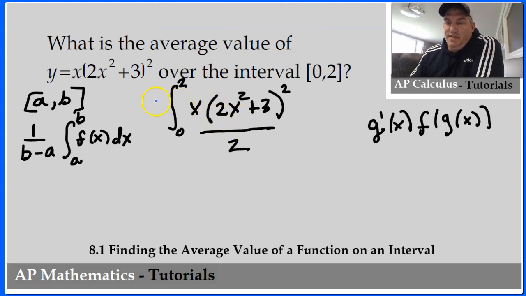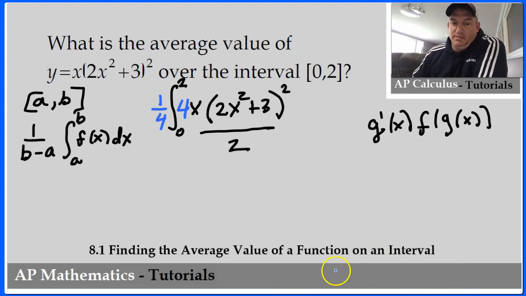The derivative of our function on the inside would be 4x. So I'm just going to put a 4 here and then fix it and put a 1/4 on the outside. And then we could pretty much ignore everything except for the main function, which is something being squared.